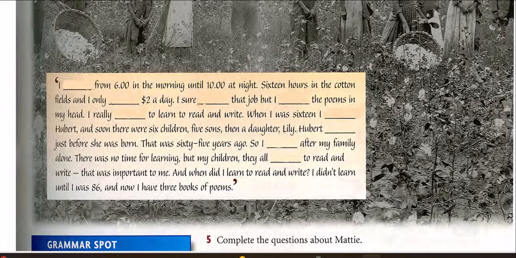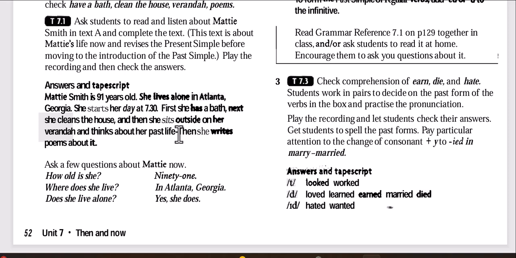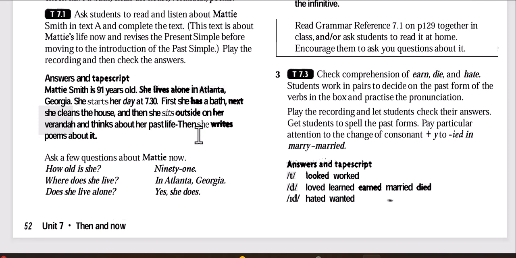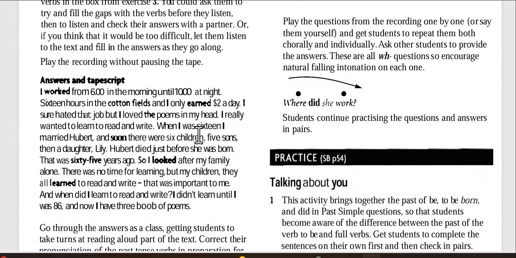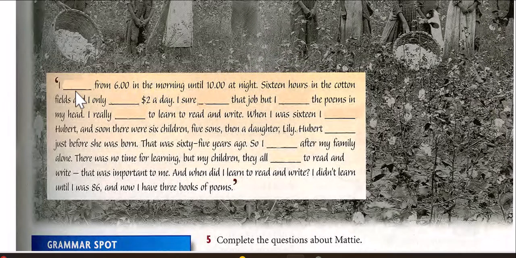Okay, so what you have to do? You have to complete the blanks using the verbs in exercise 3, which you have changed from present to past, the regular verbs. Okay, so let us see the answers of these blanks, that is the full paragraph. Okay, here is the answer. I worked from 6 in the morning until 10 at night. So the first one is: I worked from 6 in the morning until 10 at night.